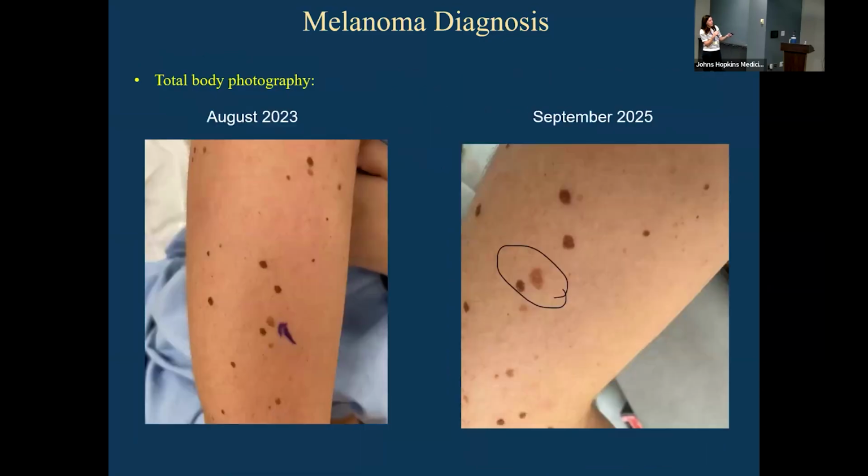So if we look at an example of using total body photography, we see a picture from August 2023 that already has an arrow on it. So we're already monitoring it, whether it was starting to change a little bit at that time, and then it definitely changed by September 2025, and it was a very, very early evolving melanoma in situ. So fortunately, fully curable with surgery.